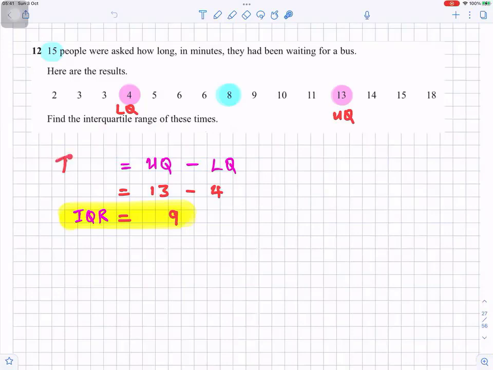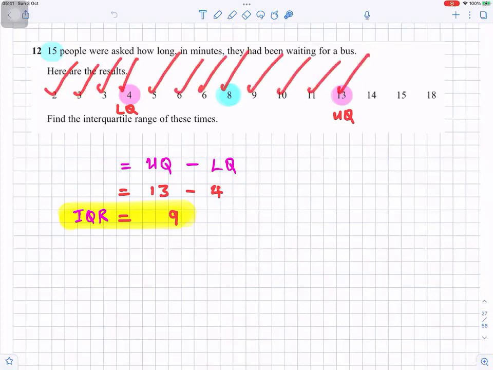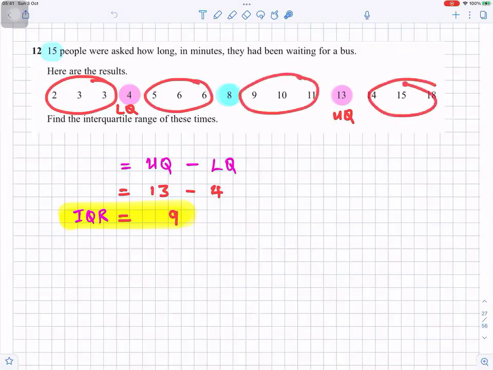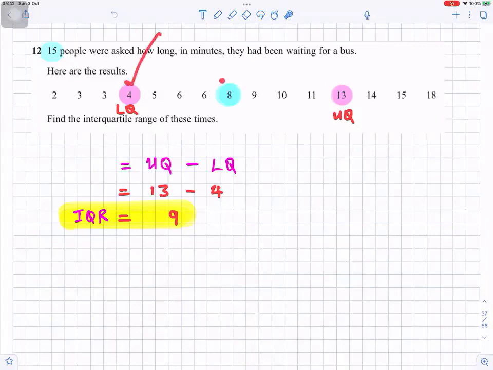So interquartile range is given by upper quartile minus lower quartile. So you divide it into 4: 1, 2, 3, 4. 1, 2, 3, 4. 1, 2, 3, 4. And then 1, 2, 3. So what happens is you have 3 there, 3 there, 3 there, 3 there. So that's lower quartile, median, upper quartile. Upper quartile is 13. Lower quartile is 4. 13 minus 4 gives you 9.